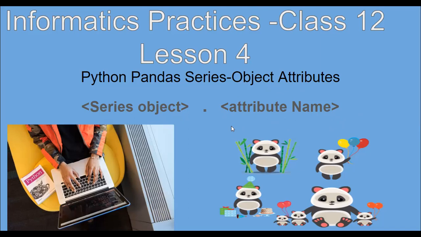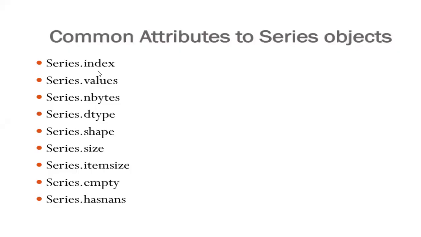Now, what are the different types of attributes that we will see? Here we have index, values, nbytes, dtype, shape, size, itemsize, empty, hasnans. These are some of the common attributes we use in a series. What is the purpose of each attribute and how do we use it? I will show you in programming using Google Colab. First, let's see the use of each attribute.